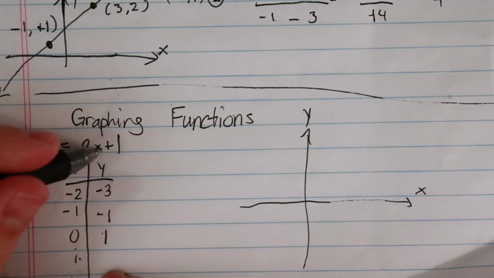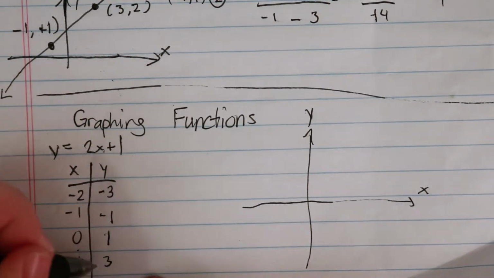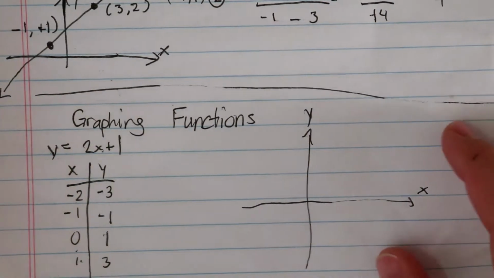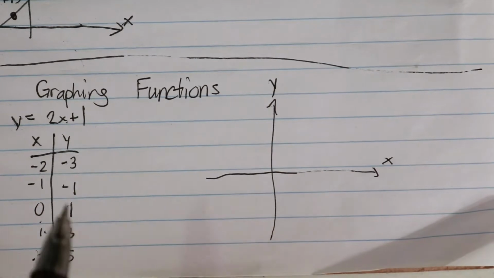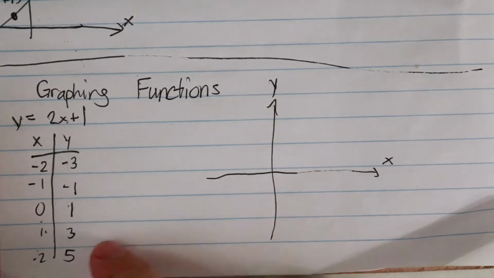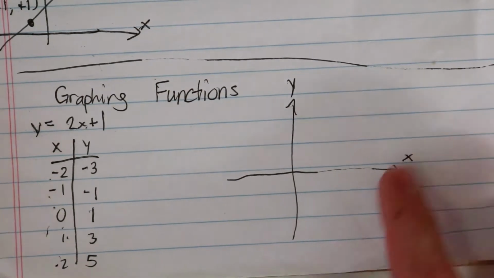Next, 1. 1 times 2 is 2, plus 1 is 3. And then 2 times 2 is 4, plus 1 is 5. So that's what my t-table looks like. And once you have a t-table like this, all you have to do is treat each row as a coordinate point, and you graph them.